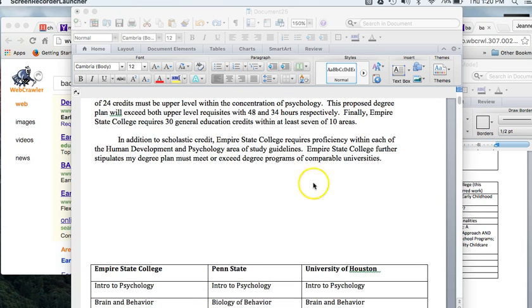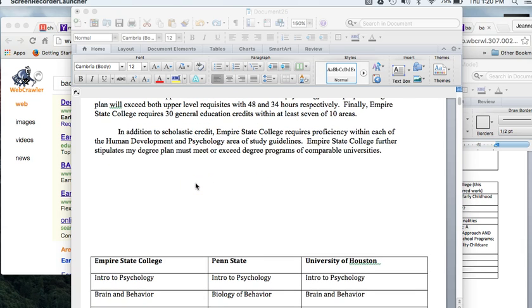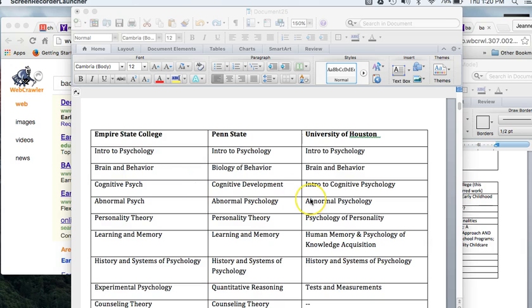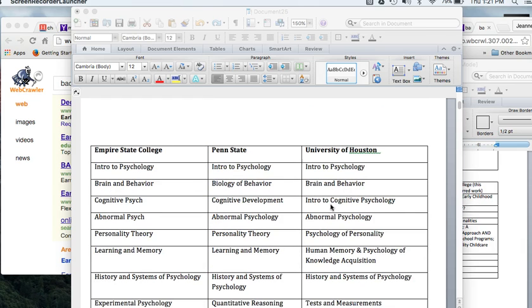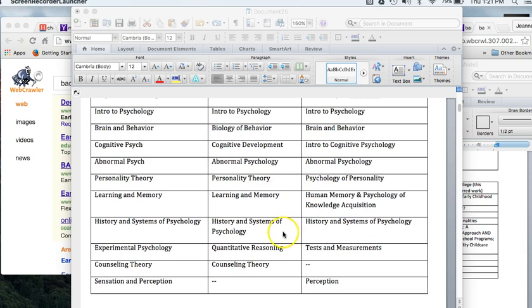Okay, now here she goes. She is comparing her degree. So she plops in that chart. Notice how these things all match. Cognitive, intro to cog, abnormal psych, abnormal psych, abnormal psych. This was a great match. Empire State College, Penn State, and University of Houston. She did a great job matching this up.